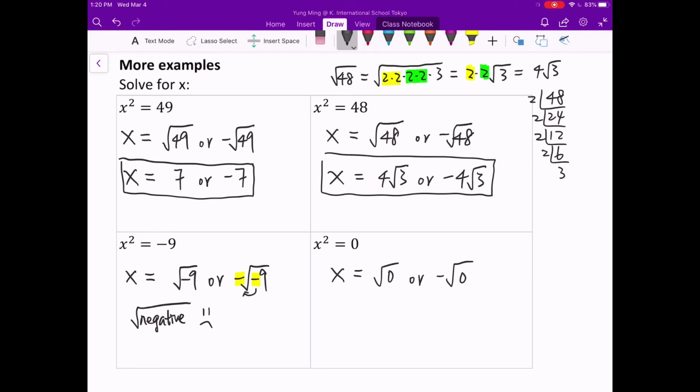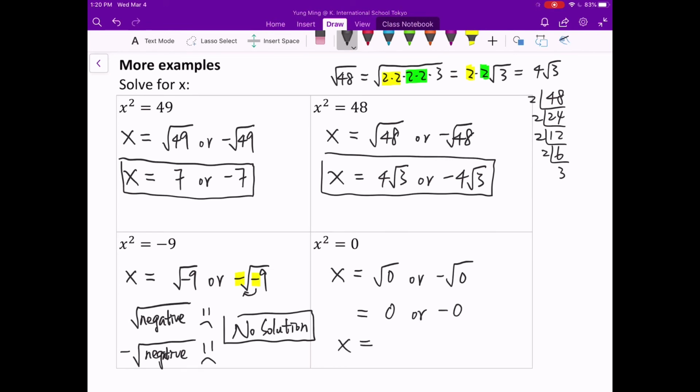So in that case, I still belong in this case. I have a negative under my hat, with a negative sign outside, so that's not going to help. So both of them are no. In this case, I have no solution. Now the last one over here, we've got square root 0 or negative square root 0. Square root 0 is equal to 0 according to our rule yesterday. Negative square root 0 is just negative 0. But you probably realize that 0 and negative 0 are both 0. So in this case, we only have one answer, x equals 0.